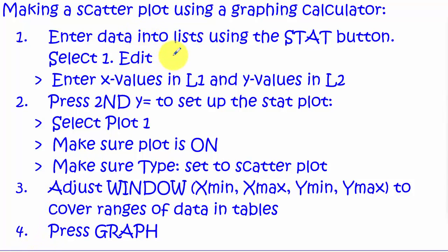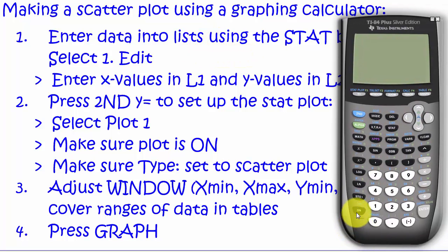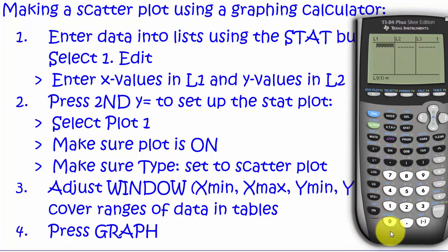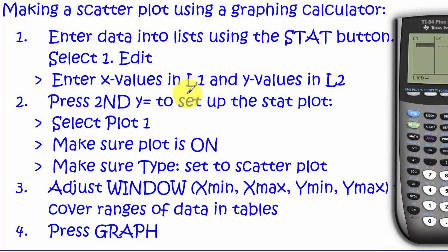So to make a scatter plot, we're going to enter the data into lists. Now we used this in our statistics unit. So remember, we turn our calculator on and we press the stat button, and the first item is edit, and we're going to put the data in the list. Now when we're using this for scatter plots, L1 will be the x values, and L2 will be the y values. Or in terms of data collection, these are the independent data and the dependent data. So we'll enter all that data.